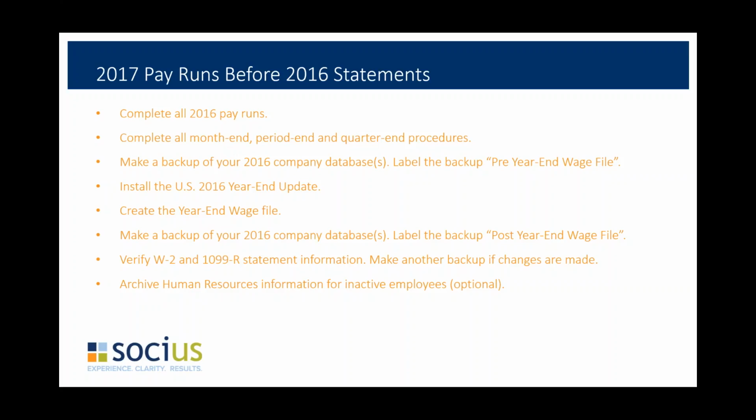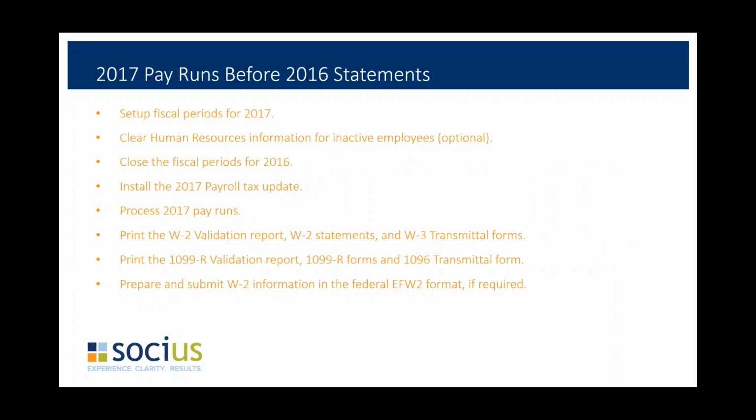At this point, we can make a backup of your 2016 company database. You can label it, and then you can go through this process in a slightly different order. You're going to verify your W-2 and 1099-R information and make another backup if changes are made. You're going to archive the HR information like we talked about before, and again, that's optional. You're going to set up the fiscal periods, and remember that was toward the end of the checklist before.